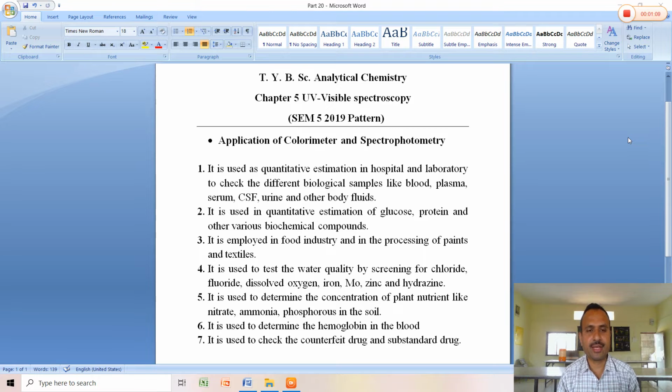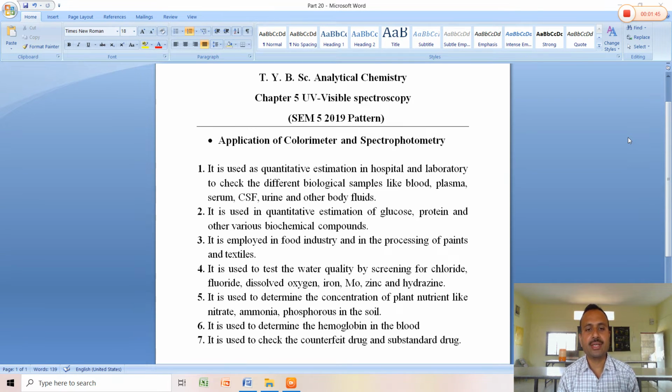The second application is that it is used as a quantitative estimation of glucose, protein and other various biological compounds. Now protein and glucose, these are the biological compounds. Now in a sample, how much amount is present for glucose and protein, that will be decided by colorimetry. The third one, it is employed in food industry and in the processing of paints and textiles. So colorimetry is applicable in food industry, in paints and textiles.